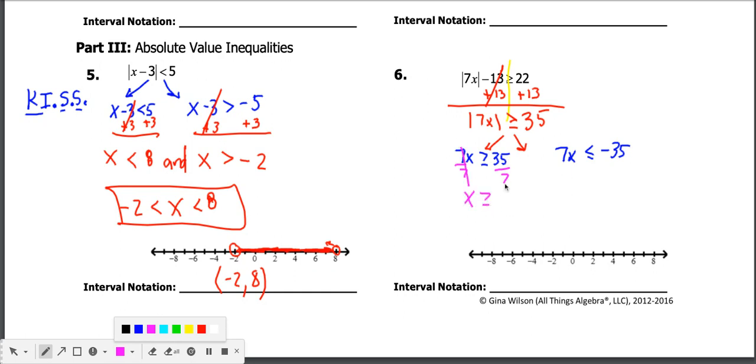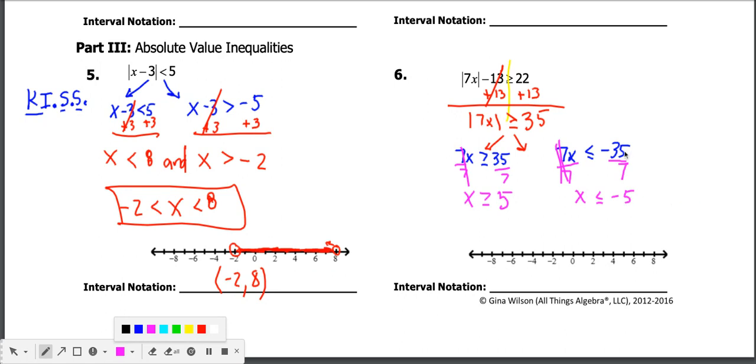Right here, divide by 7, and I get x is greater than or equal to, and it looks like 35 divided by 7 is going to be 5. So I write down 5, and now I solve this one. Divide by 7. These cross out right here, and I get x is less than or equal to, and it will be negative 5.